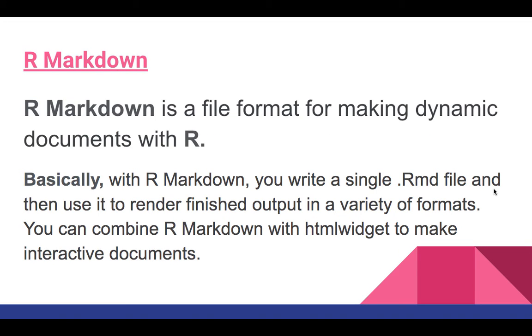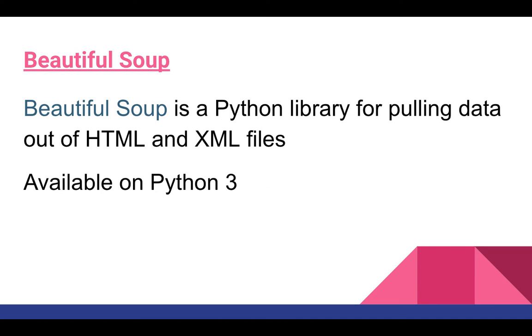R Markdown is a file format for making dynamic documents with R. Basically, with R Markdown, you write a single RMD file and then use it to render finished output in a variety of formats. You can combine R Markdown with an HTML widget to make interactive documents as well. Beautiful Soup is a Python library for pulling data out of HTML and XML files. This is available on Python 3.